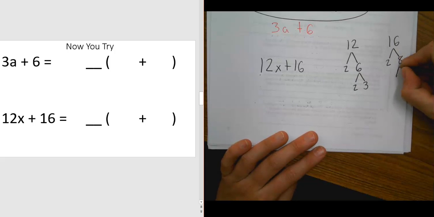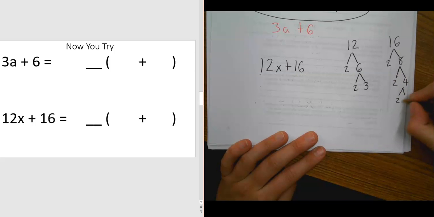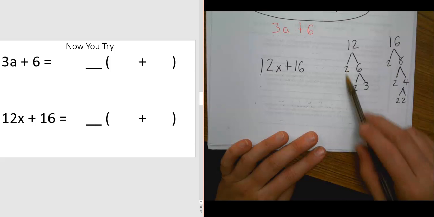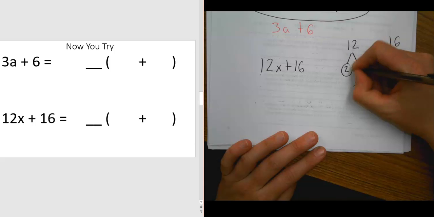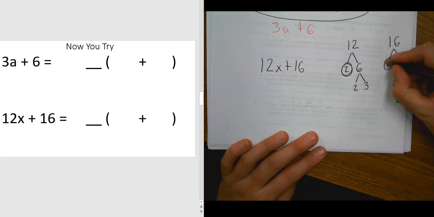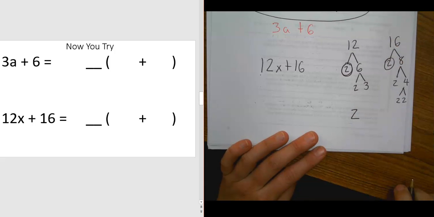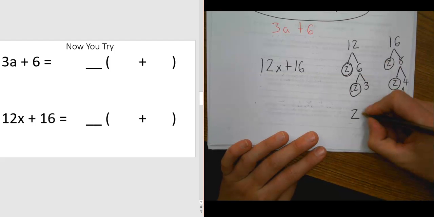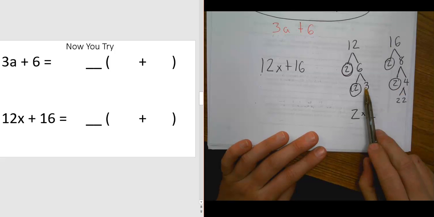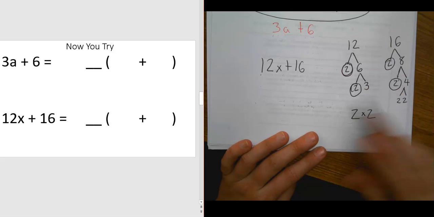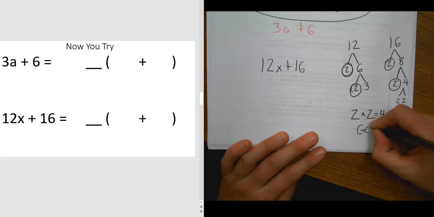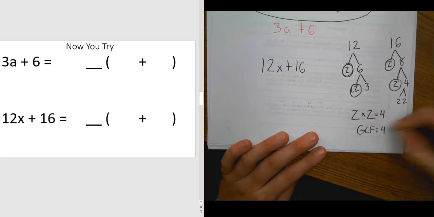What times what equals 8? 2 and 4. What times what equals 4? 2 and 2. Now I look and I say what's the same on both lists. I'm only looking at the bottom ones. Well, this one's got a 2 hanging, and this one's got a 2. So there's a 2 that's the same. And here's a 2, and here's a 2. So there's another 2 that's the same. There's a 3 here. There's no 3 over there, so that's everything that's the same. 2 times 2 is 4. My greatest common factor is 4.